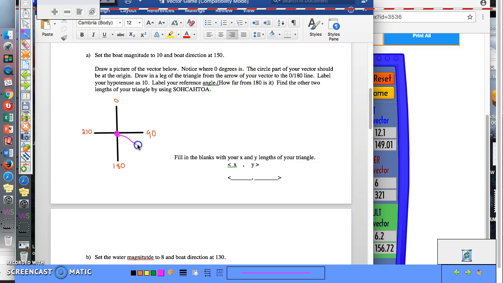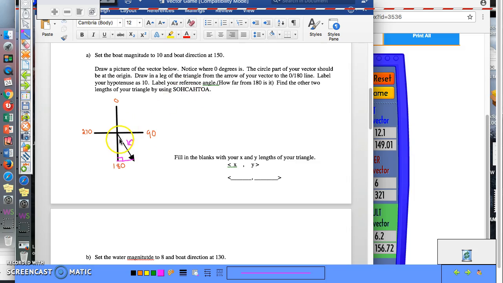So here would be angle 150, because 0 is a little bit more than 90, and I could try drawing this a little bit more accurately, and I'll actually get a vector here. So, all right, there's that vector, 150. Draw a triangle to the 0 and 180 line, so I can draw this on down. Label your hypotenuse as 10.